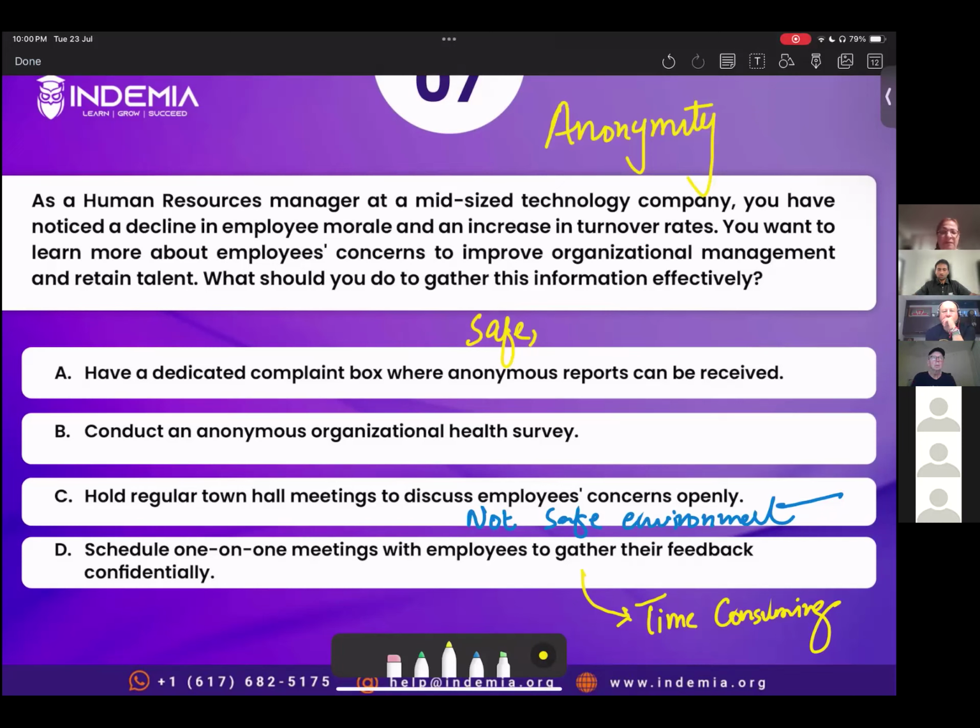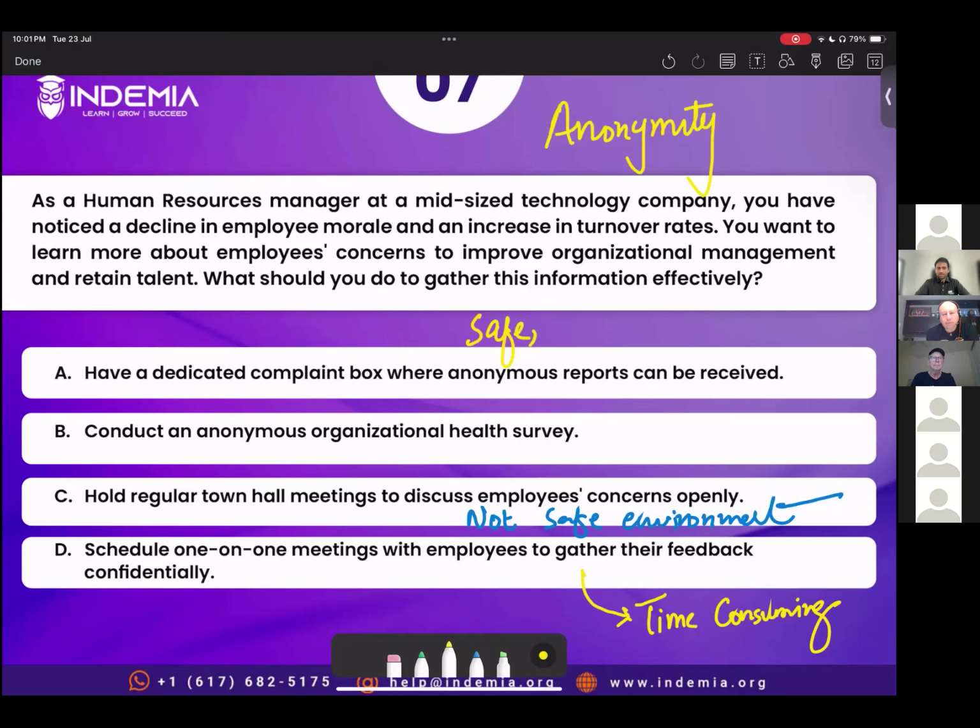When it comes to all employees and you're talking about what are your concerns, employees do not feel safe. So I like Basma's point, it's not a safe environment. Scheduling one-on-one meetings with employees is, one, time consuming. Second, it's not psychologically safe for the employees to share their concern with the manager or HR manager, whoever is interviewing them. So D can't be the right answer. And on similar grounds, C can't be the right answer because it's not psychologically safe, right?